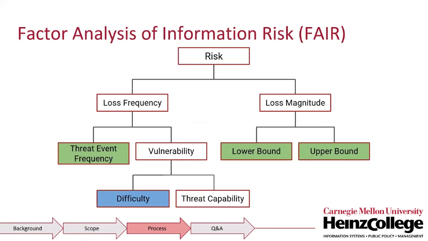Okay, so based on the risk event questionnaire, the threat event frequency and loss magnitude in the FAIR ontology are now addressed. This is represented in the green boxes in the FAIR ontology, as you can see in the slide. In the next slide, we will take a deep dive into the difficulty factor presented in the blue box in the ontology.